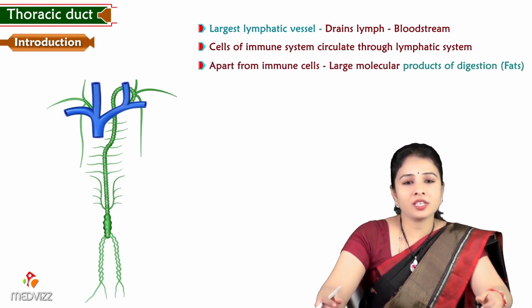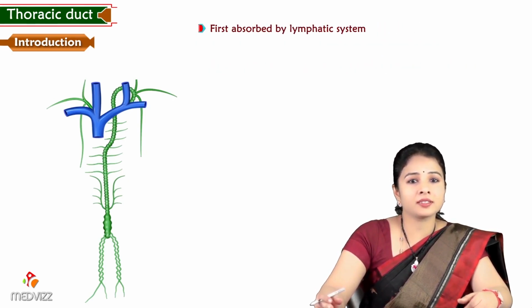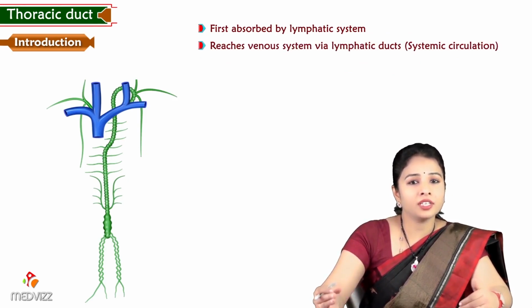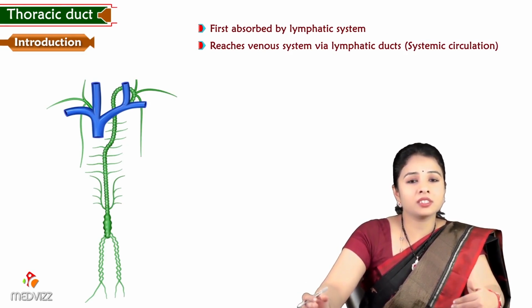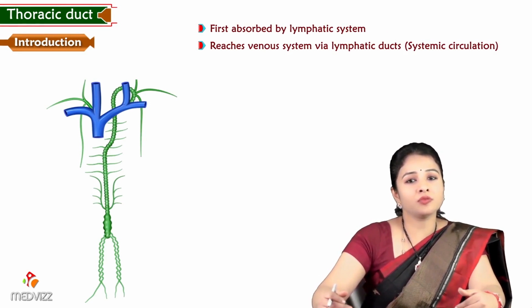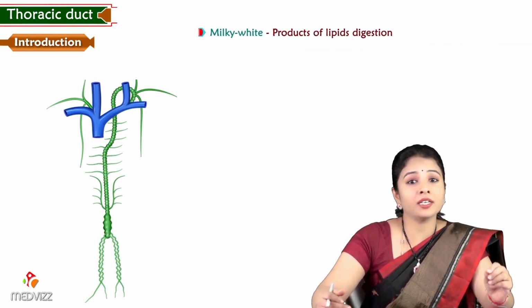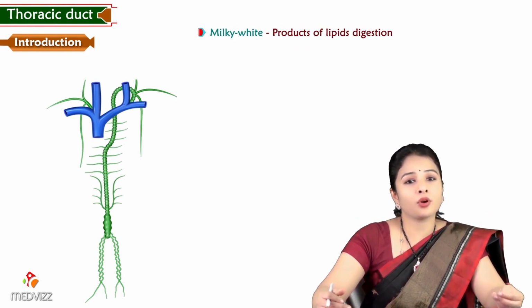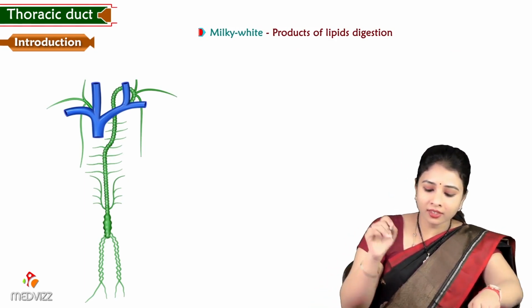And apart from immune cells, the large macromolecules which are the end products of digestion, like lipids, means the fat molecules, are first absorbed by the lymphatic system and then it reaches the venous system via the lymphatic ducts. So the venous system is the systemic circulation where the lymphatic duct terminates finally. So that is the reason the lymph in the thoracic duct is milky white in appearance, because it contains the products of lipid digestion. This product of lipid digestion is called chyle.